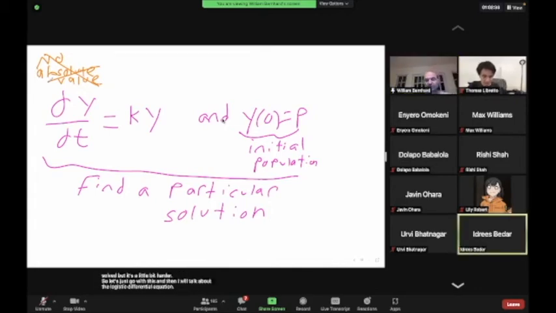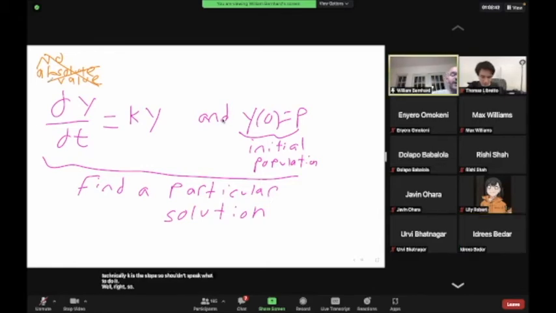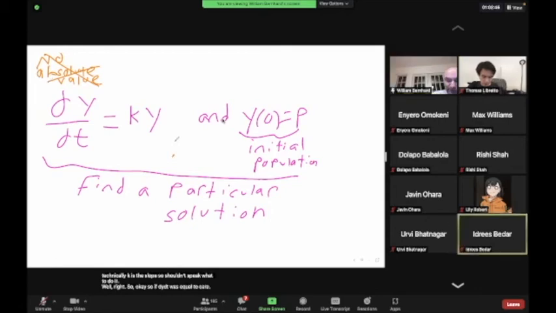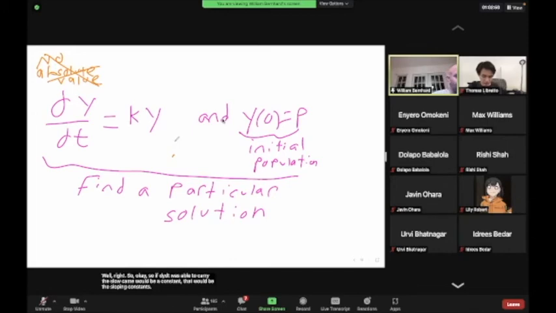Professor, I understand this, but just out of interest, I thought technically k is the slope, so shouldn't that just be equal to dy/dt? Well, if dy/dt was equal to k, the slope, k would be a constant. That would be the slope being constant, so the function would be linear. The derivative is changing at every point. So as y gets bigger, the rate of change gets bigger. You don't want it to be just k, because then it would be a linear function, and population does not grow linearly.